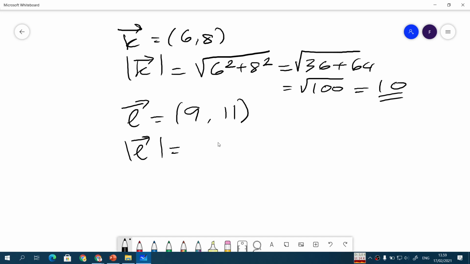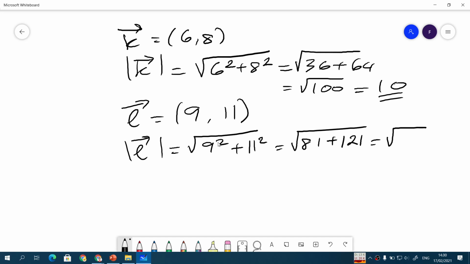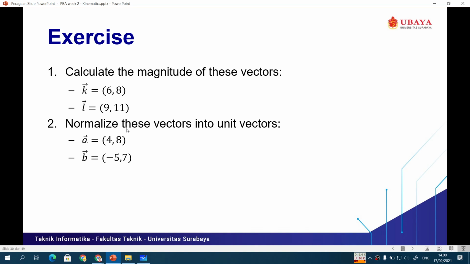What should I do? It's the square root of 9 squared plus 11 squared. So this will result in 81 plus 121, which is 202. You can simply use a calculator to calculate this. Okay, so I think you have understood the magnitude.